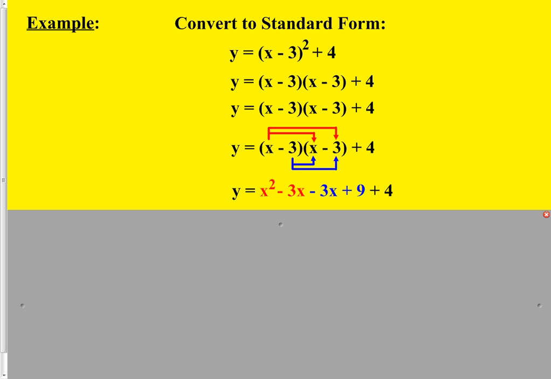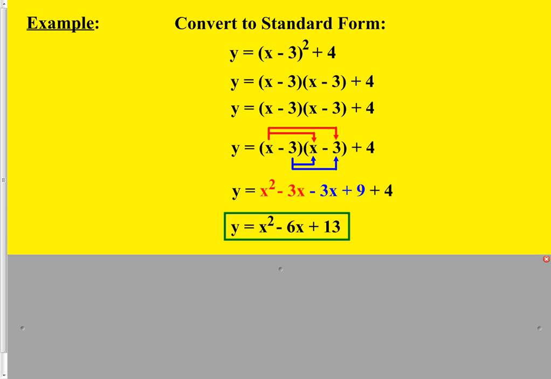And then our next step should be to combine like terms. There are no other x squared, so there will be 1x squared. There are negative 3 x to the firsts, and then negative 3 more x to the first, so that will be negative 6 x to the firsts. And 9 constants, and then 4 more constants is 13 constants. And there you go, simple conversion. The standard form of the equation that we started off with is x squared minus 6x plus 13.